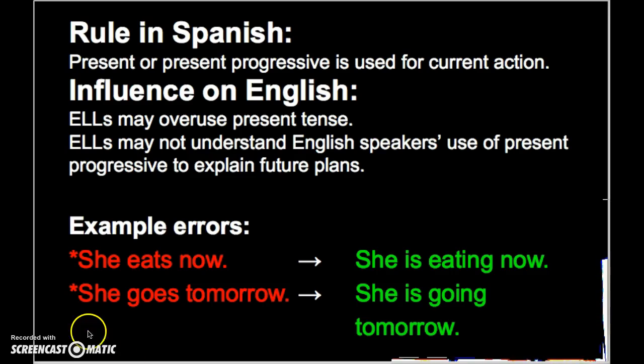Then in Spanish, they can also use the present tense to refer to the future. You just have to put in an adverbial in here. And so this is a translation for she goes tomorrow. And we would help them in English know that it's probably she is going tomorrow.